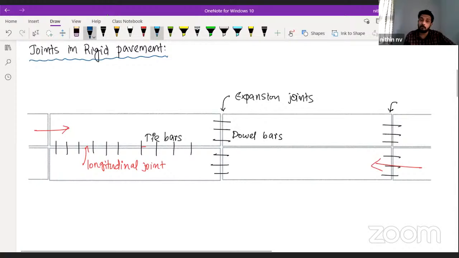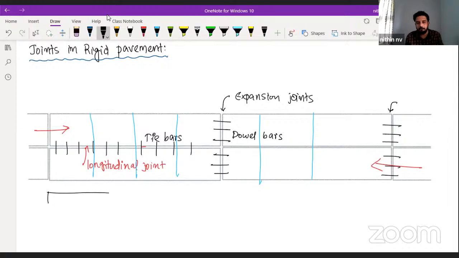And to take care of contraction joint, what will we give? We will give some grooves here, like this. I told you this is the top view, and on the top view we will not understand. So if I draw the cross-sectional side view of this, these are actually in the shape of some grooves, like this.